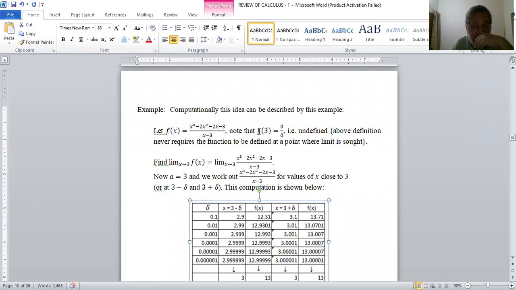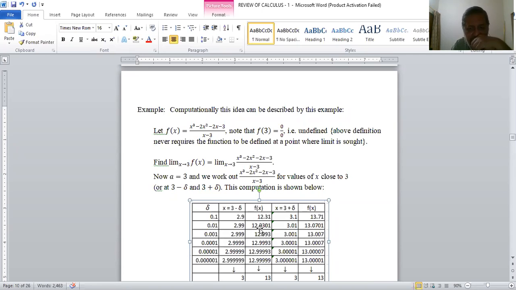So the function was not defined at 3. Actually, at 3 it gives a 0 by 0 value. We are trying to find out what happens near x equal to 3. How near? 0.1, that is 2.9. 0.01, that is 2.99. Still closer to 3. 0.001, 2.999, 2.9999, very close.